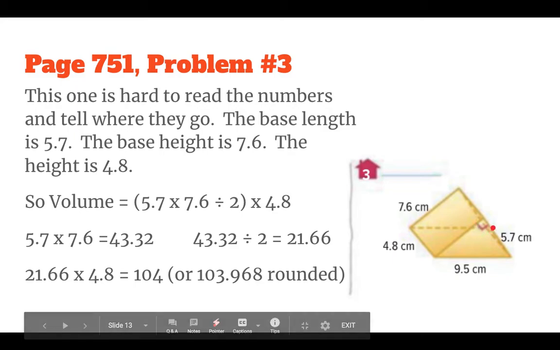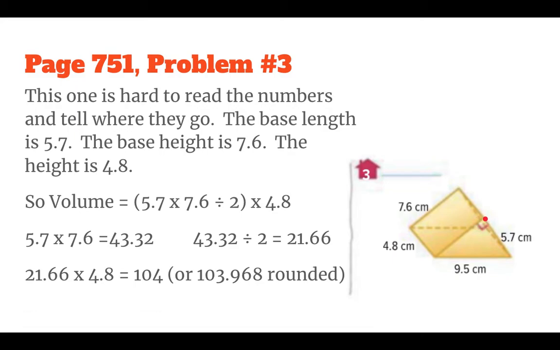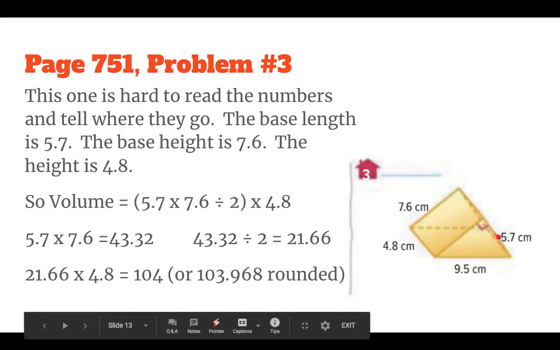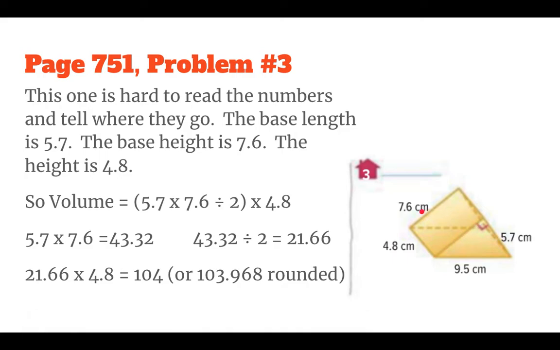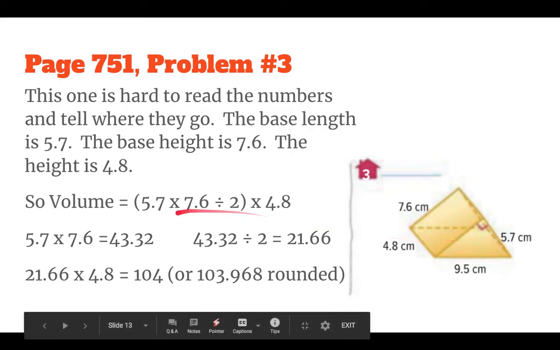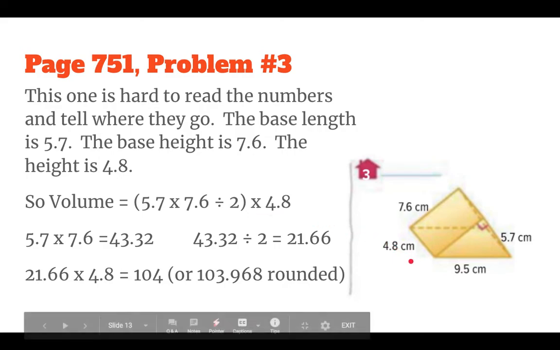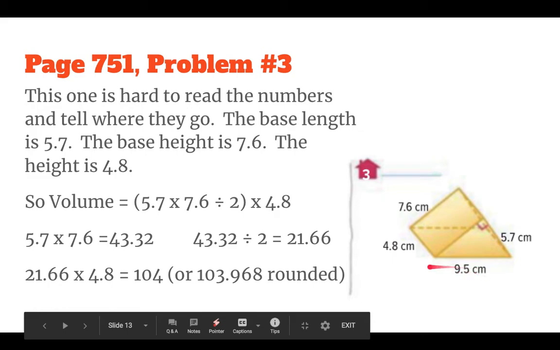So I find the little 90-degree box and I realize that I need this 5.7, that's part of the triangle, and this length right here, which is 7.6, that's part of the triangle. So that will give me the area of this triangle. So it's 5.7 times 7.6 divided by 2. That'll give me the area of this triangle. Then I'm going to times that by the height, which is 4.8. And what you realize is you don't need this measurement. You don't need the 9.5.